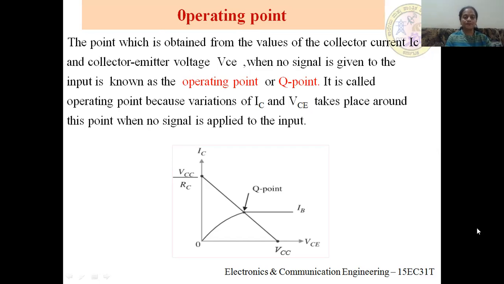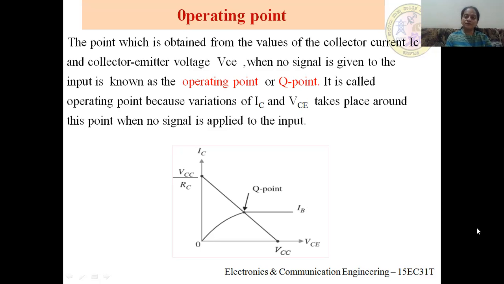Next comes the operating point. This operating point we are going to discuss in detail in session 2. At present, we just need to know what an operating point is. The name itself indicates it is a point which indicates the operation of a transistor. It is a point obtained from the values of the collector current IC and the collector-emitter voltage when no signal is given to the input, and it is known as the operating point.